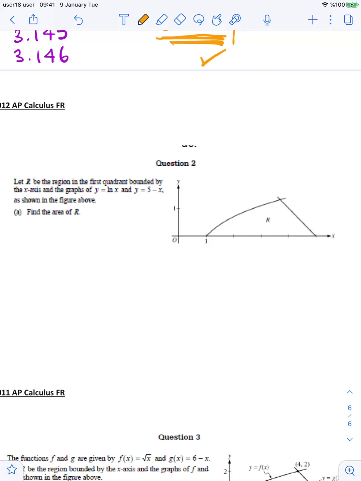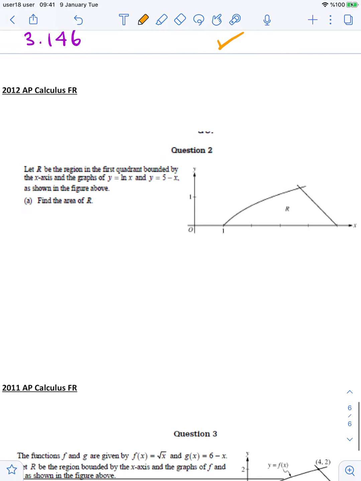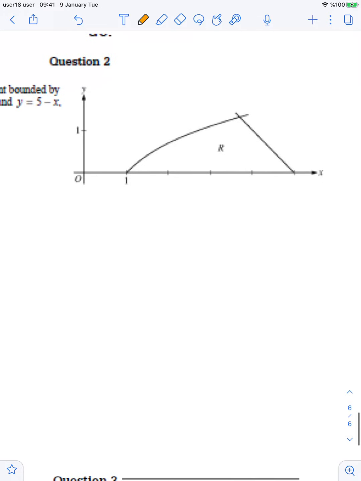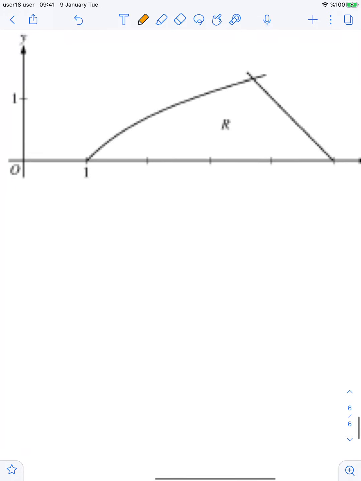The next question, we've got to find the region in the first quadrant bounded by the x-axis and the graphs of y equals log x and y equals 5 minus x, as shown in this figure. Well, let's have a look.